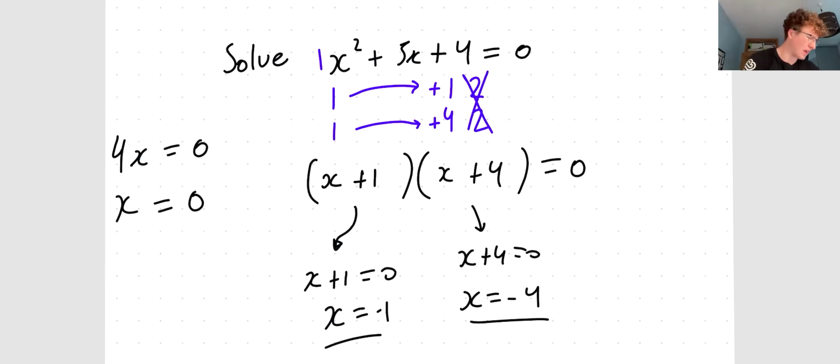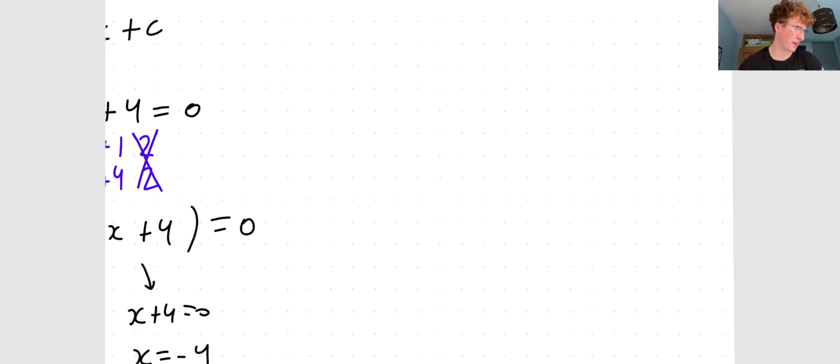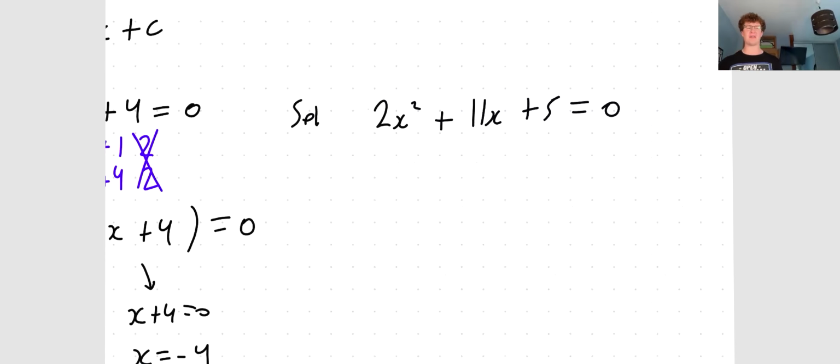I'll give you another one. I want you to try this before I solve it. Ideally one with a 2x squared, because these ones are kind of tricky. So if I have 2x squared plus 11x plus 5 is equal to 0. Solve this, okay? Take a second, pause the video, try it on your own. I'm going to do it now.